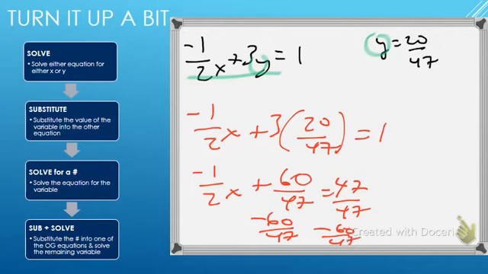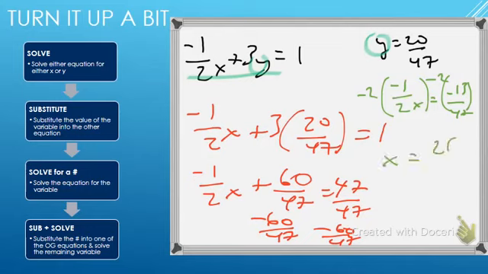Change colors here for a second. We're going to get negative 1/2 x equals negative 13 over 47. Multiply both sides by negative 2. So I'm going to get x equals 26 over 47.